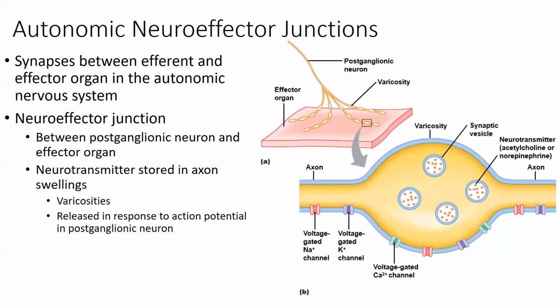And it's going to differ in a few ways from an ordinary neuron-to-neuron synapse. Okay? It's going to differ in that there are not axon terminals here. Instead, there are swellings called varicosities. Okay? Let's see what that looks like.